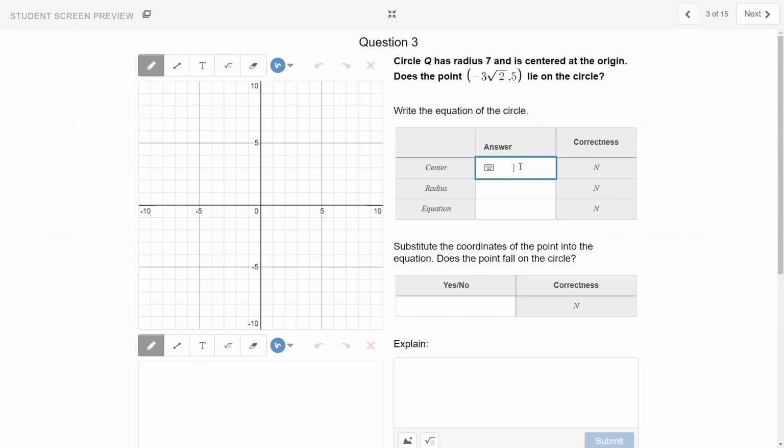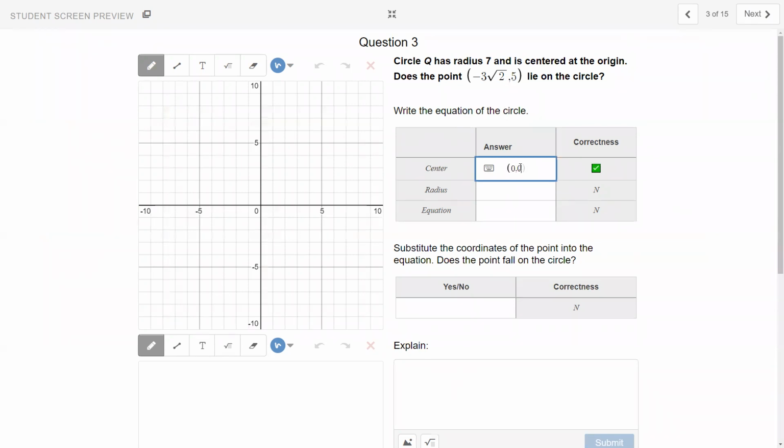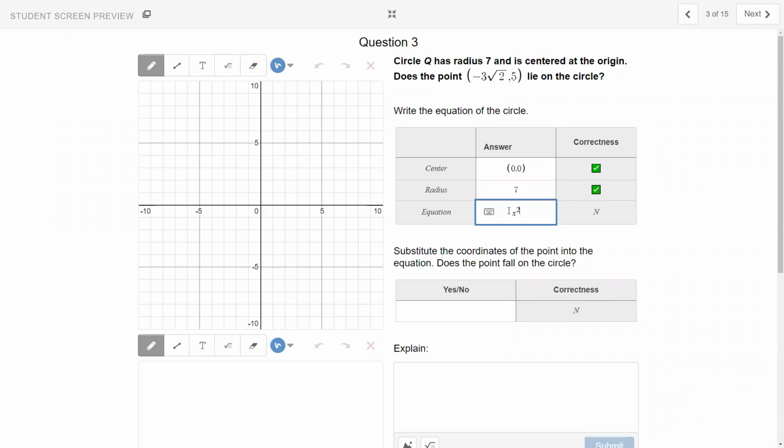So the center is at the origin, that's 0, 0. The radius here is 7, so we can type in 7, which means our equation is x squared, right? X minus 0 squared, but you don't need to write minus 0 because minus 0 means nothing. Plus y squared, again, it can be y minus 0 squared, but 0 just means nothing. Okay, equals our radius squared, which would be 7 squared, which is 49.